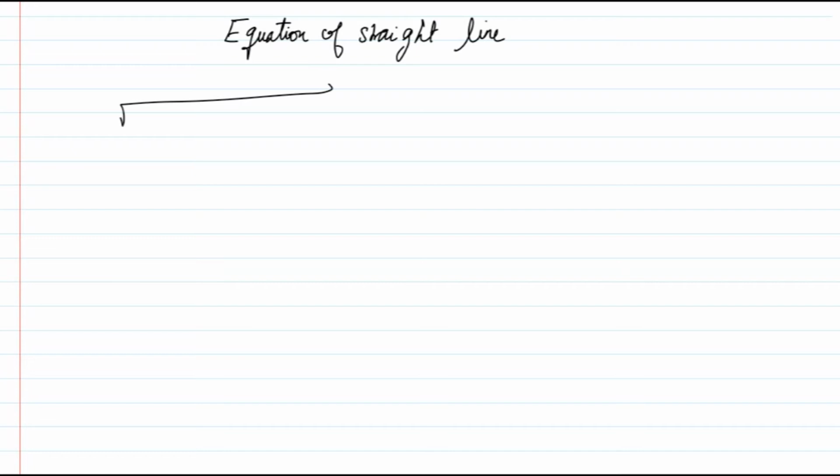To find the equation of a straight line, we need two things. First, we need a point on the line, and secondly, we need the gradient. A point on the line, let's say this is x1 and y1, and the gradient is any gradient.